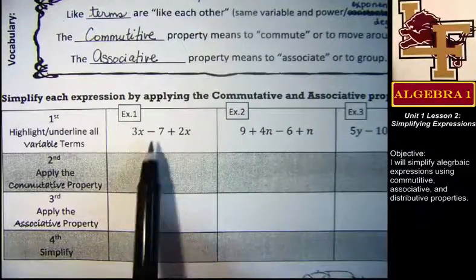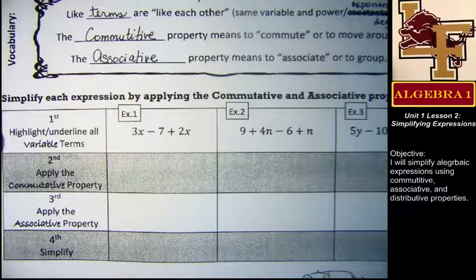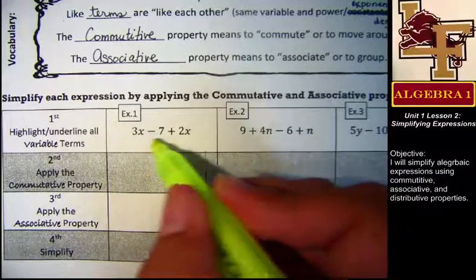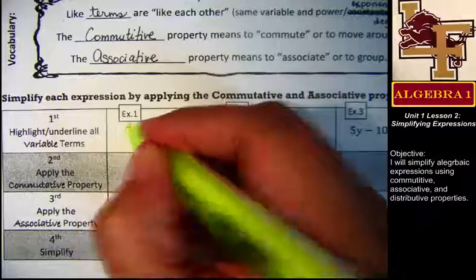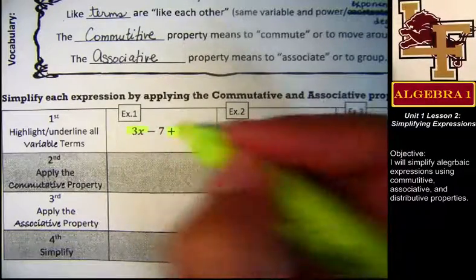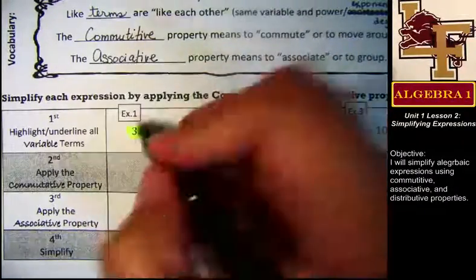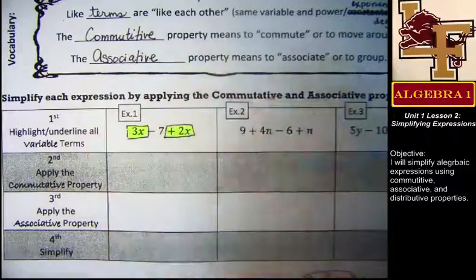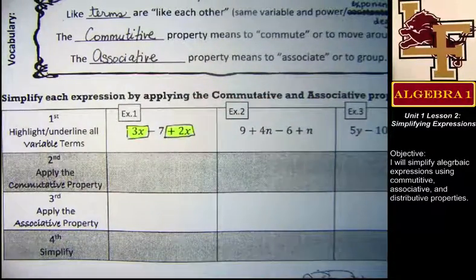Okay, I'm going to start with this first one. First step, highlight or underline or circle. We're going to start with the variables. So which terms have the variables on this first one? The 3x and the 2x. Okay? Notice how when I'm highlighting or circling or underlining, I'm including the sign.